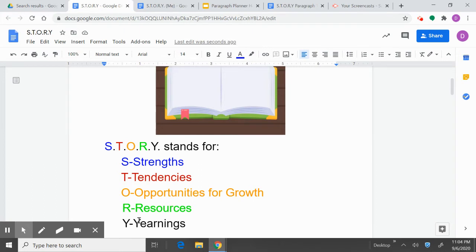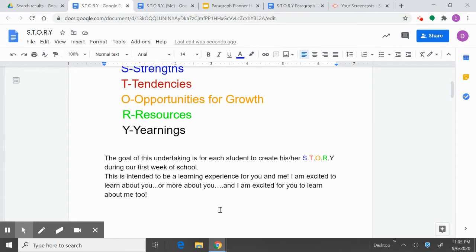So you might know what many of those words mean, but maybe some of them you're not too sure. So let's take a look at what the words mean, and let's also take a look at what the goal of the project is. The goal of this undertaking is for each student to create his or her story during our first week of school. This is intended to be a learning experience for you and me. I'm excited to learn about you, or more about you if I already know you, and I'm excited for you to learn about me too, or more about me.